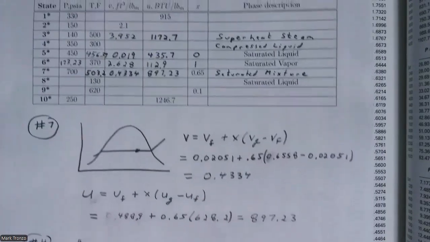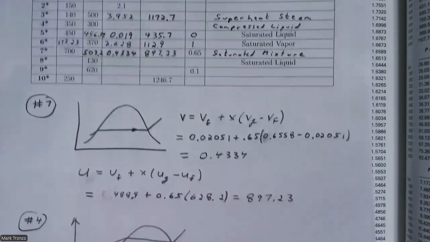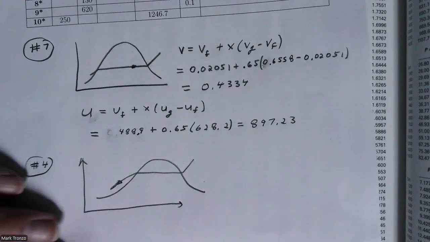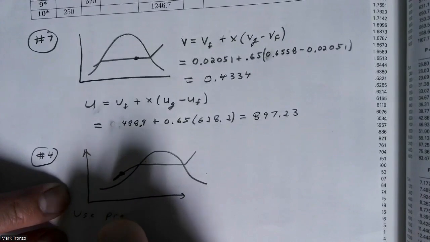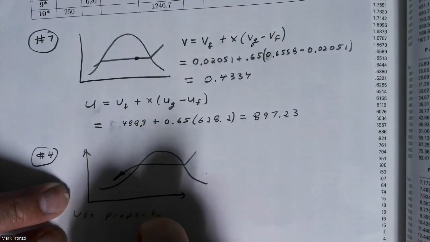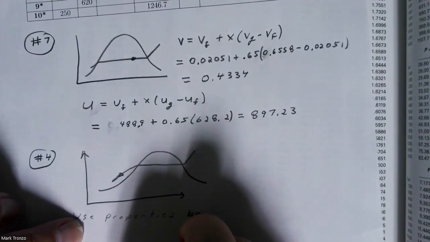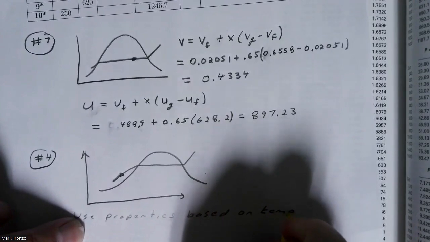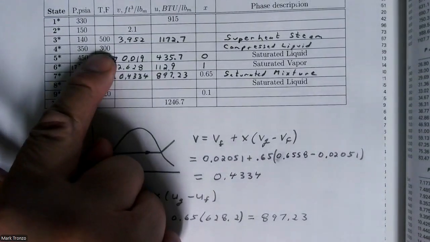So again, now that we have determined we're in the compressed liquid region, how do we find the properties there? Now, if you have a table for compressed liquid, you can use that. If not, what's very close is to use the properties based on the temperature that you have. Now, in this case, the temperature we have was 300 degrees Fahrenheit.